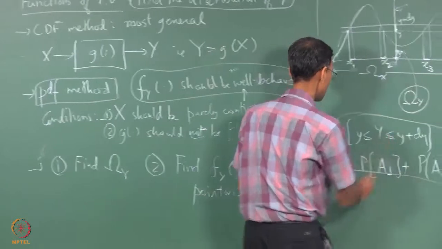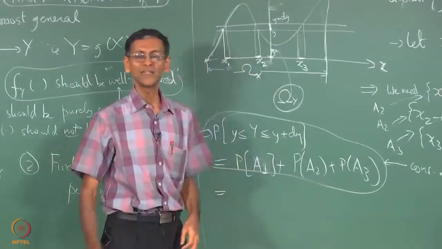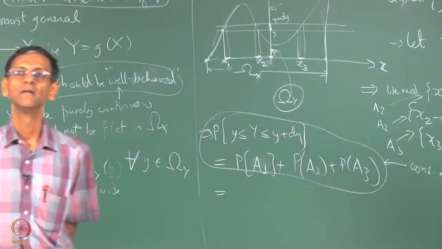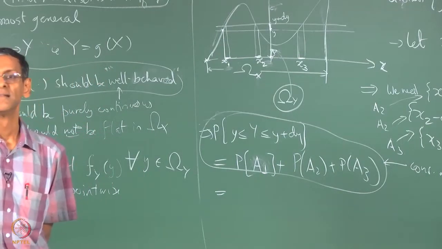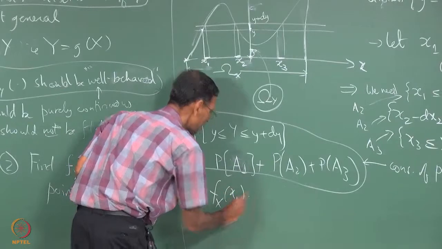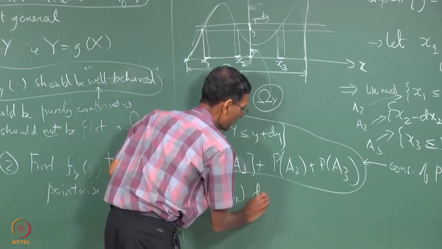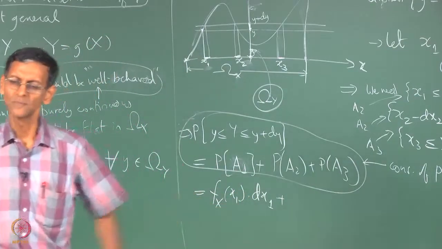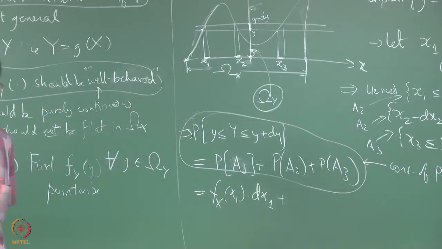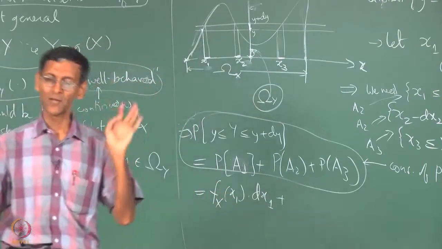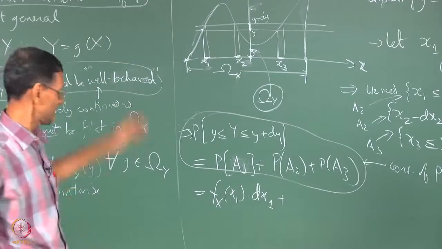It turns out that this P of A1, for example, for small dx1, is the density function at x1, f_X of x1, multiplied by dx1. Now dx1 is positive, and all these dx's are positive. That is another reason why we want to keep them that way. If I am allowed to have the dx carry a sign, then I have to worry about whether it is going to be positive or negative. So I have written it so that it is all positive.